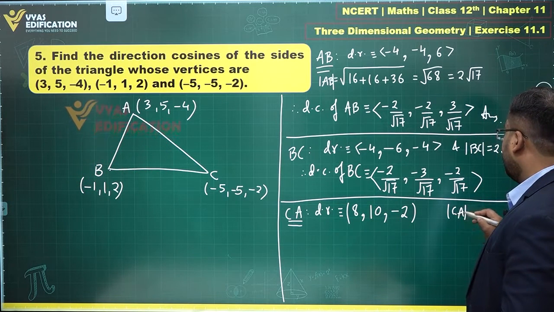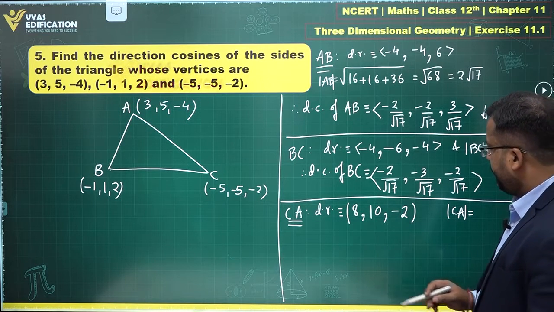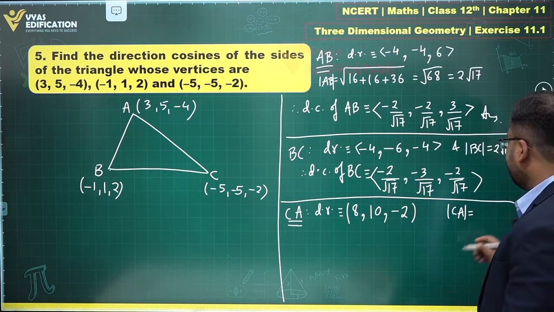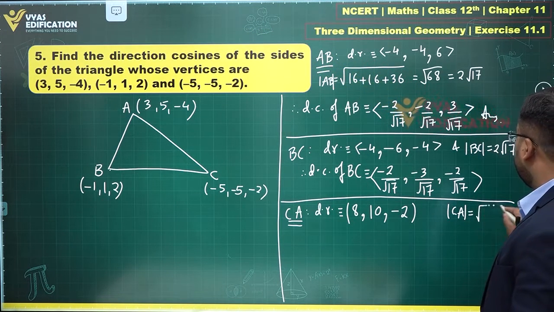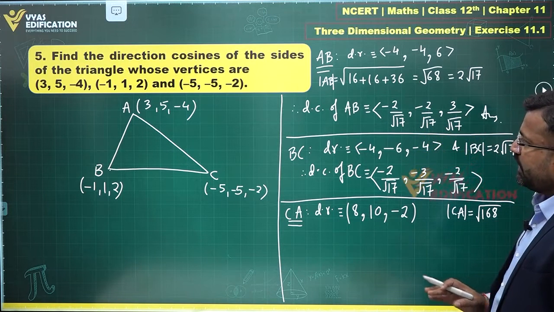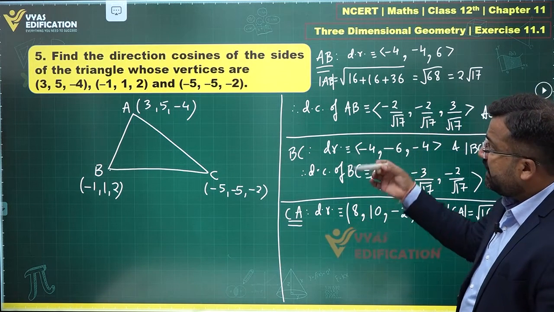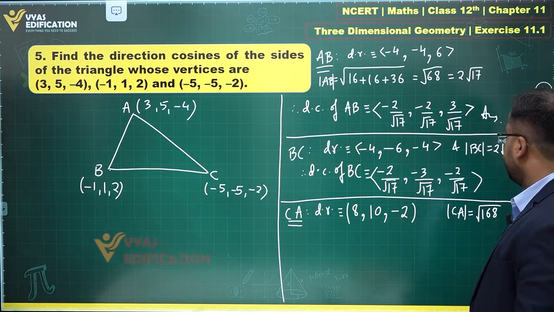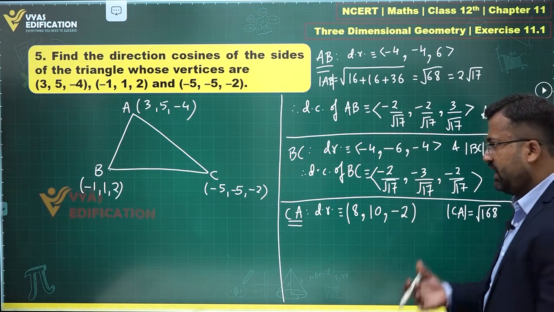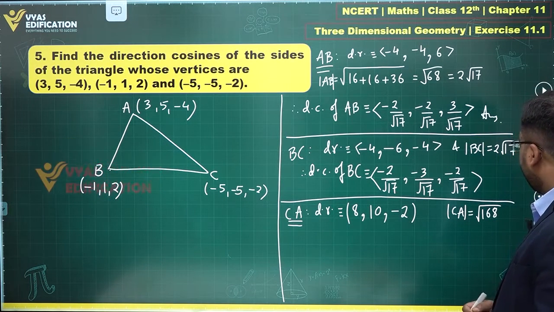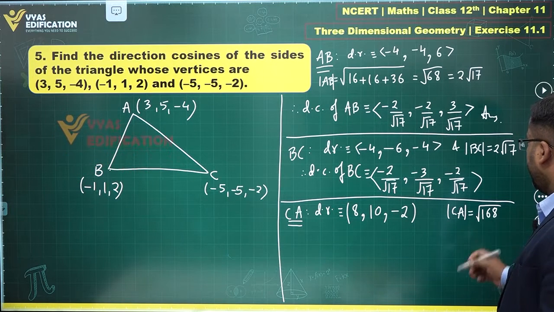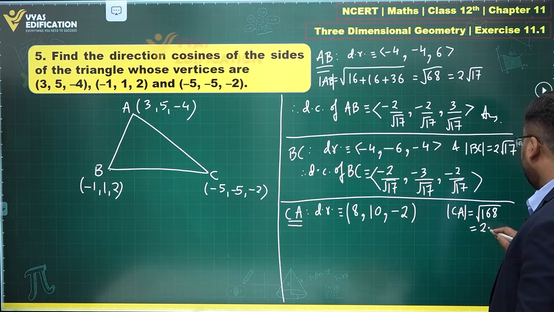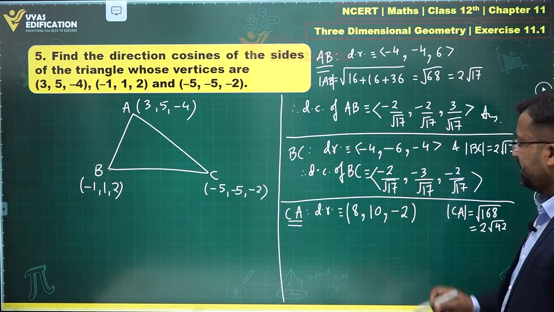Magnitude of CA. Let us take a look at magnitude of CA. What does that tell me? This is 8 square 64, 104, that's 168. If you can please observe that. This is under root of 168. Is that okay? Yes. Let us check this again. 3 and this, 5 and 5 and this. Yes, this is what you get. Under root of 168, and 168 can be factorized into 4 times 42, so you can write it as 2 under root of 42 only. Leave it at this stage.